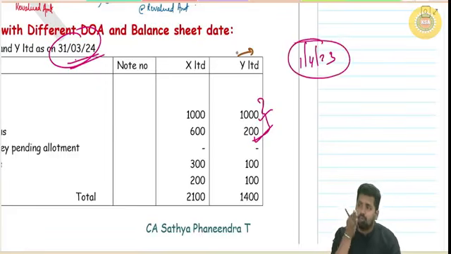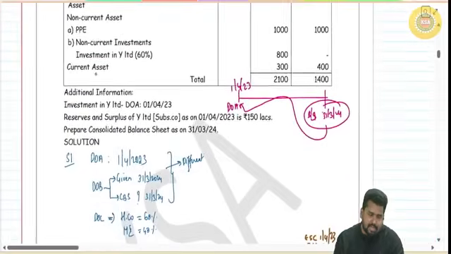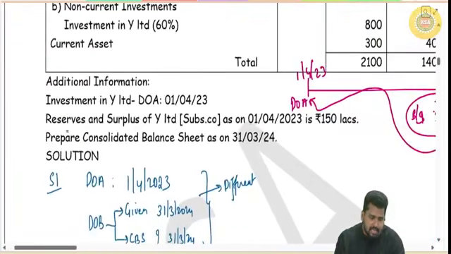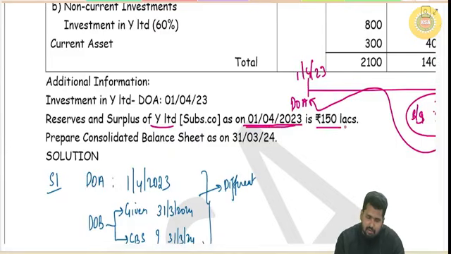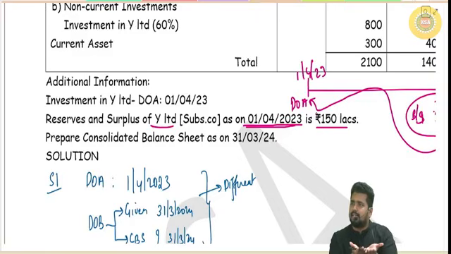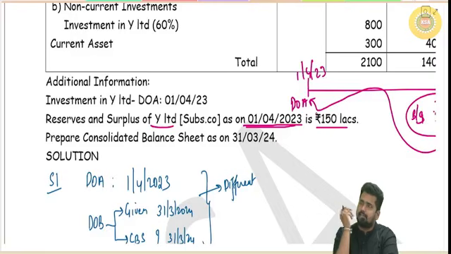What to do, sir? Go to the information. They would have given some hint. Clear? Now they are telling reserves and surplus of the subsidiary company on the date of acquisition, 1st April 2024, was 150 lakhs. Sir, but they did not give equity share capital. Okay, for the opening balance sheet on the date of acquisition, they have given reserves.